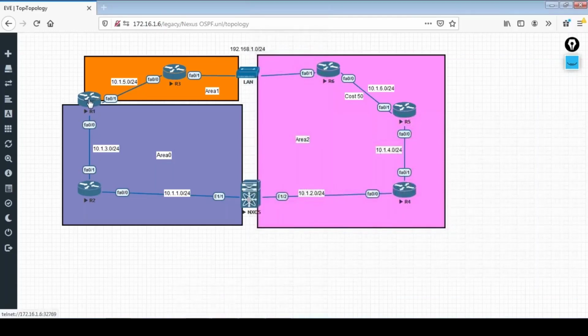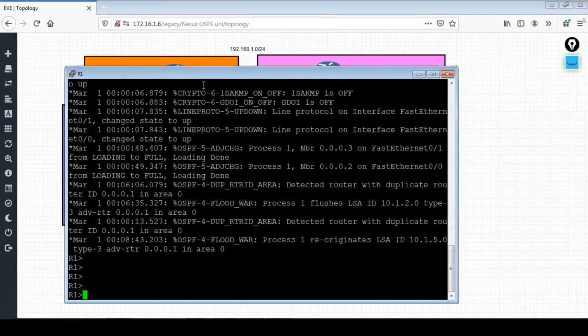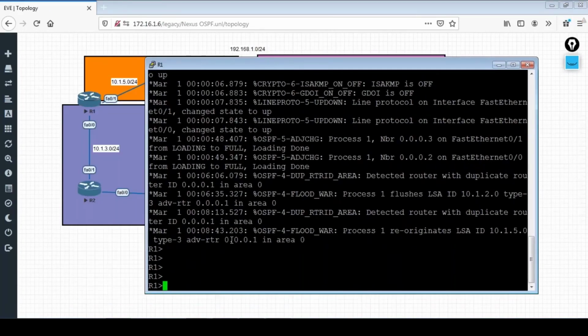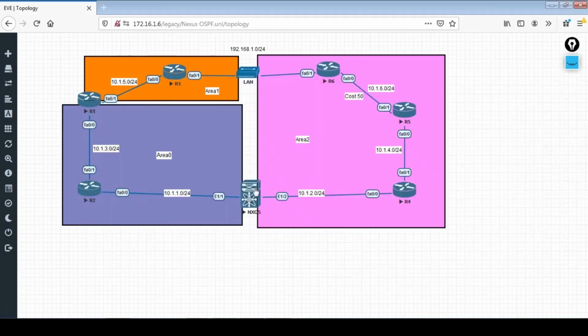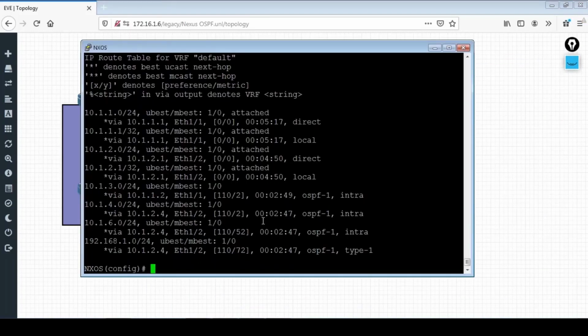Then we can check on the R1 or R2, right? What are the border routers saying? There is something happening here. Duplicate detected, router with a duplicate router ID 001. Okay, R1, I think I had configured the router ID as 001, and I think this NXOS guy is also having the same.